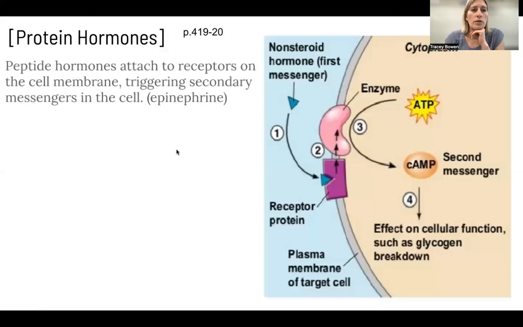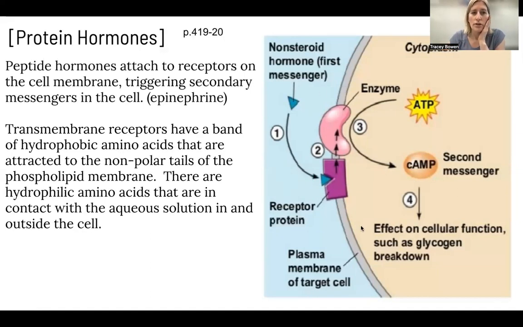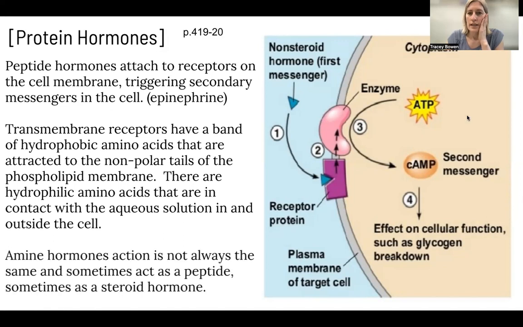So then protein hormones are working a little bit differently. Peptide hormones attach to receptors on the cell membrane, triggering secondary messengers in the cell. And so one very common one is cAMP. So ATP is modified into the secondary messenger called cAMP. And these receptor proteins are called transmembrane receptors that have a band of hydrophobic amino acids that are attracted to the nonpolar tails of the phospholipid membrane. And then there are hydrophilic amino acids that are in contact with the aqueous solution, both inside and outside the cell. And so that receptor binds onto it, and it's going to trigger this secondary messenger process, which we'll look at in a bit more detail in the next slide.